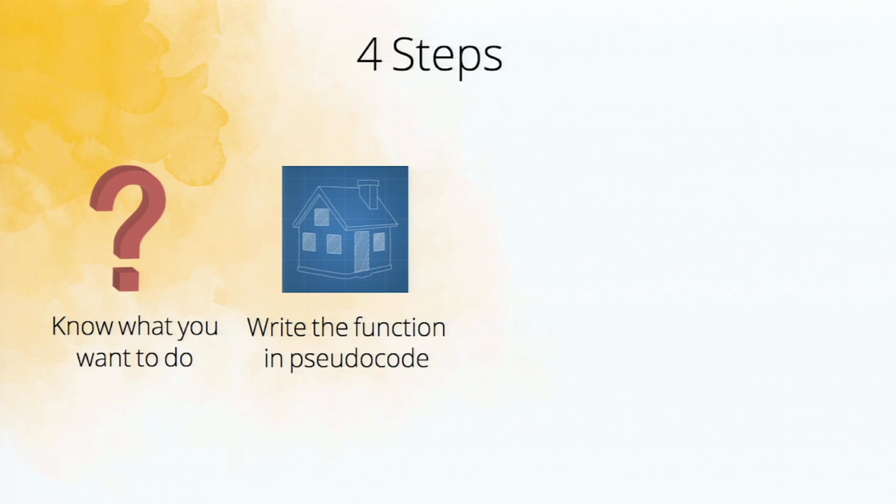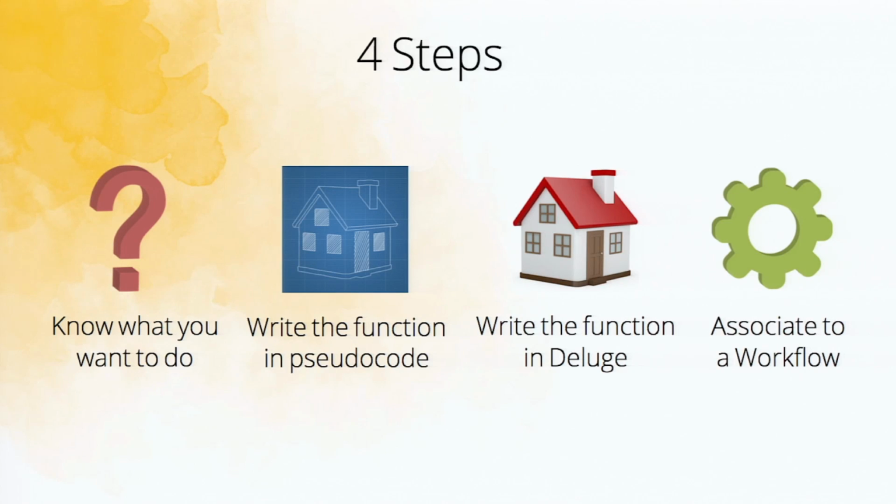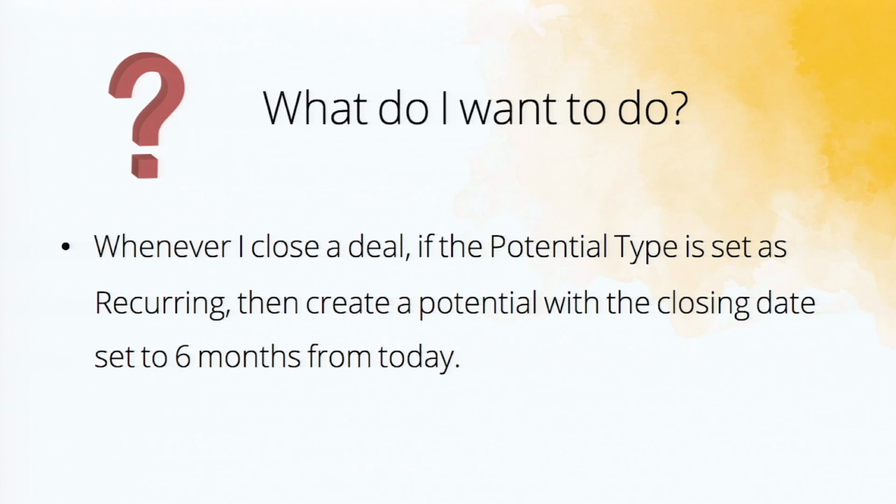So you want to explain exactly what you want to do to map out what you're trying to accomplish. That's called pseudocode. Then we want to write the function in Deluge, which is going to be the actual coding part of it. And the very last part is associating it to a workflow, which we already know how to do, so that's the easy part. So first things first, what do we want to do?